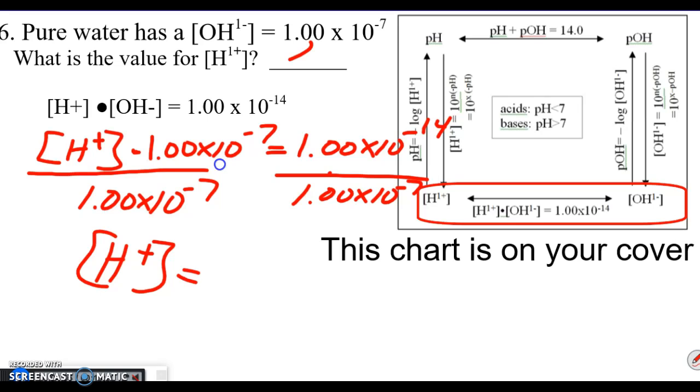I would like you to try this on your calculator and make sure that you're using your calculator correctly. If you are using it correctly, you will get this on your calculator. So 1.00 times 10 to the negative 7th. So that would be my hydrogen ion concentration. Play around with your calculator, make sure you can get that. If not, you're going to have some issues as we're moving on.